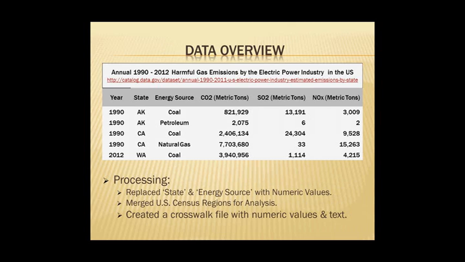Here is a snapshot of our data and some processing steps. This data was uploaded by the EPA and we downloaded from the data.gov website. Since this data contained text values, we converted them to numeric values and maintained a crosswalk file. We also merged U.S. Census Bureau region information for analysis.